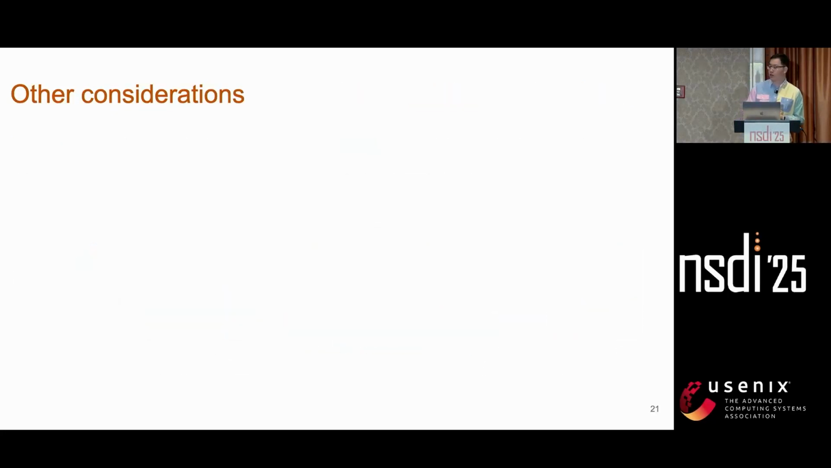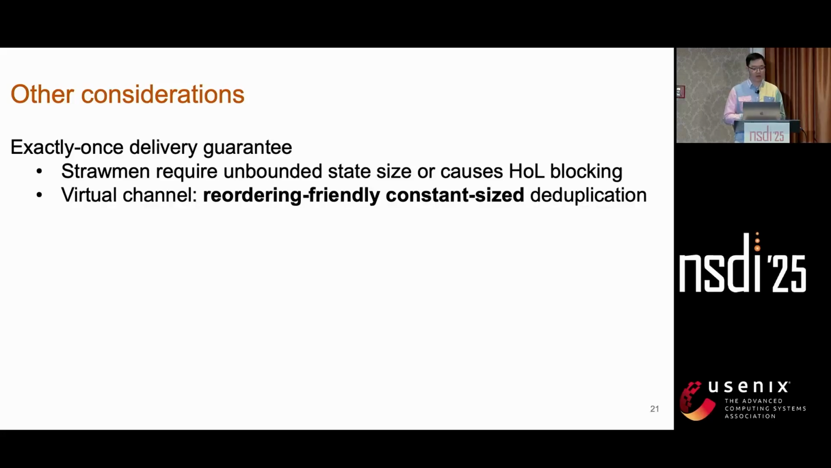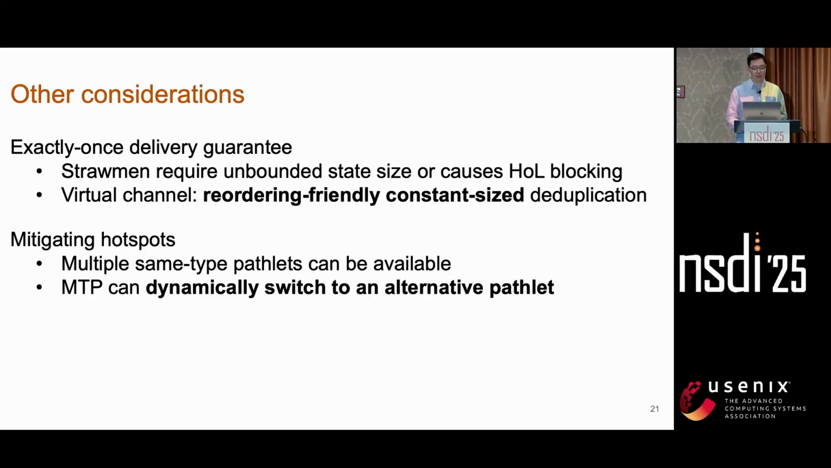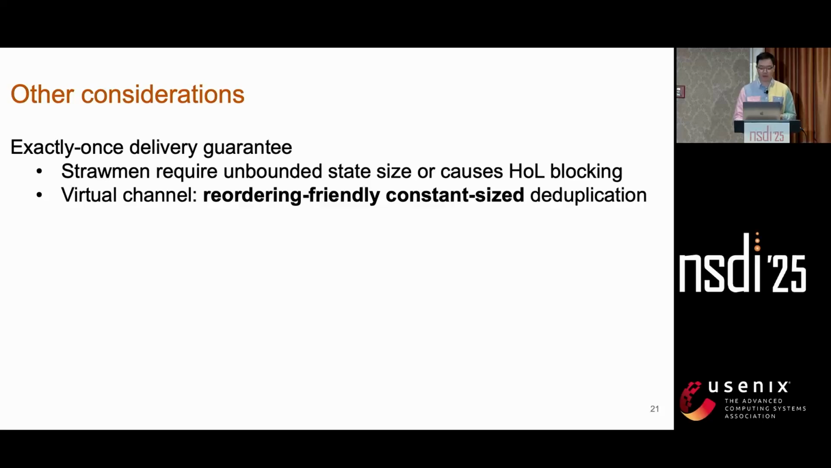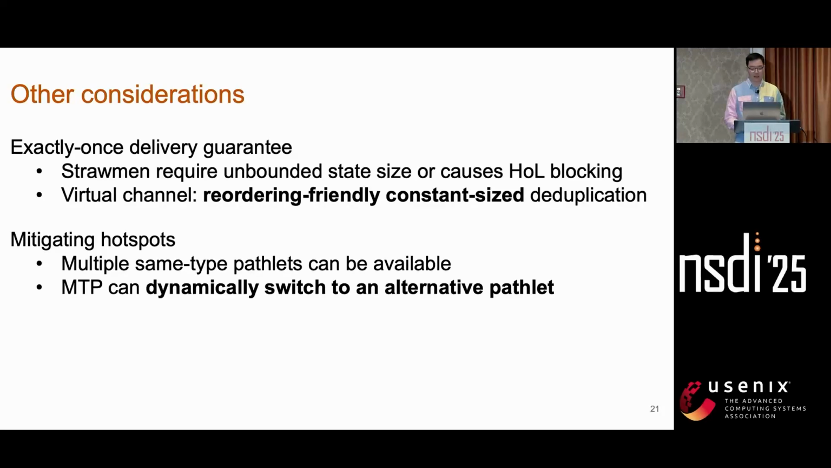We have also addressed several other issues. For example, one of the problems that our basic protocol cannot guarantee is exactly once delivery, that is provided by mainstream transports. And strawman solutions can lead to unbounded state size or cause head-of-line blocking, which does not go well with message reordering. We devised a scheme called virtual channel, which enables exactly once delivery of reordered messages with constant state size.